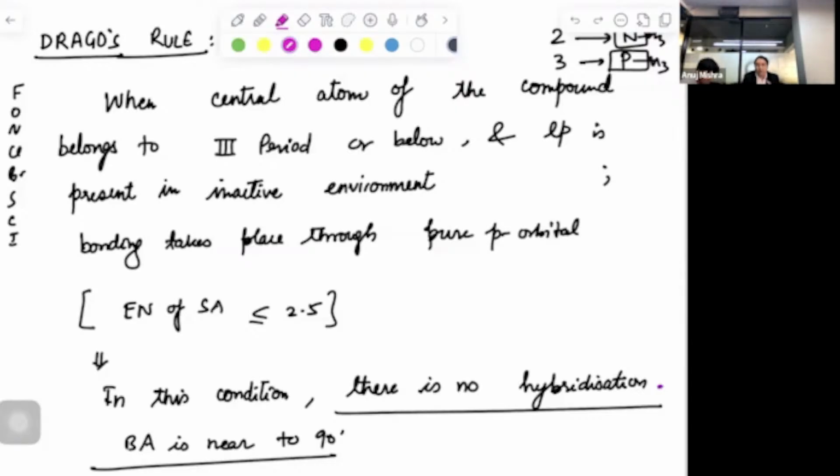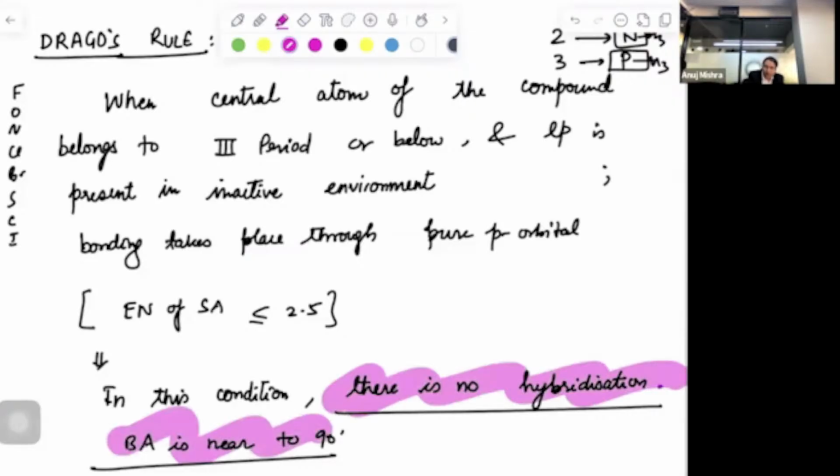So PH3, AsH3, SbH3 and BiH3 all have bond angles of 94 degrees or less, down to about 91 or 92 degrees. So how to explain this? In this condition there is no hybridization and the bond angle is near 90 degrees. Please note it down. First understand, then write down, and then I'll give you some examples in this regard.